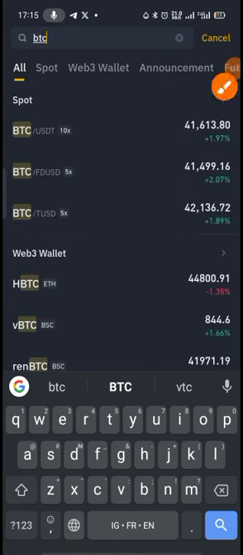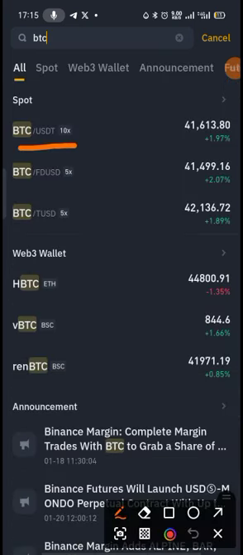I'm saying, be careful what you're doing. This is BTC USDT. It means you're giving USDT for BTC. This is BTC FDUSD, meaning you're giving FDUSD for BTC. It's a stable coin. And this is BTC TUSD. So there are different BTC pairs you see. Pick the one you want and just click on it.